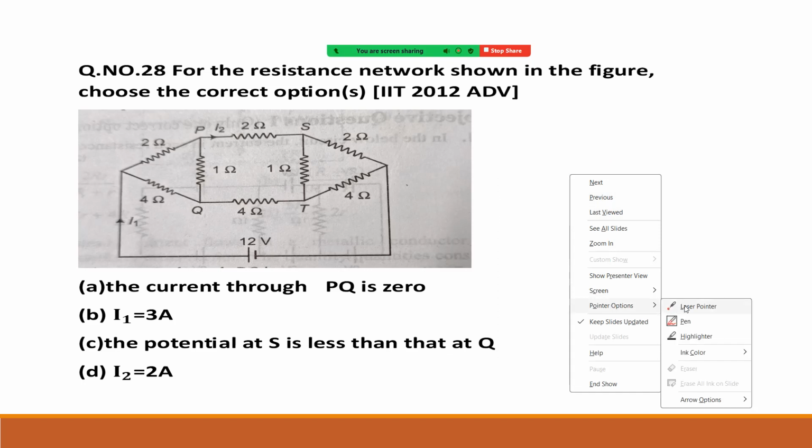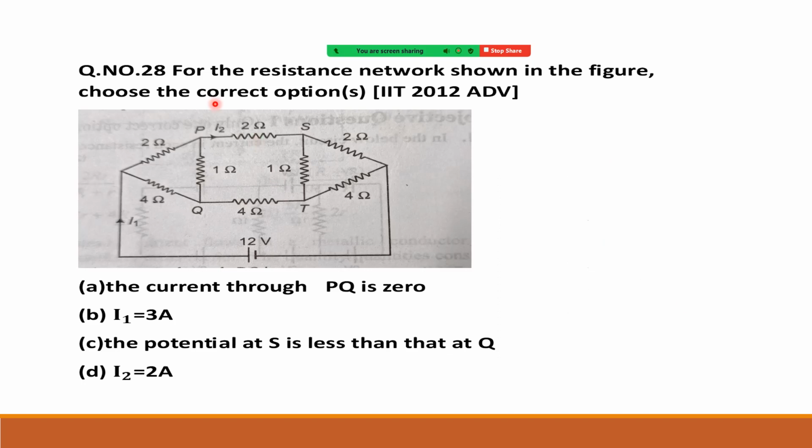See what is given. For the resistance network shown in the figure, choose the correct options. This was asked in 2012 Advanced. See how to solve it. First see the conditions. Current through PQ is 0. I1 equal to 3 ampere. Potential at S is less than that at Q. And I2 value 2 ampere.